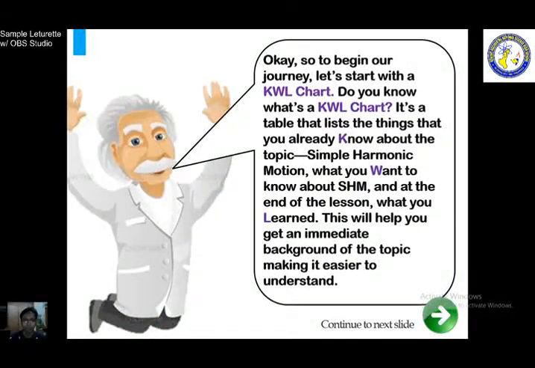So let's start this topic with our KWL chart. I think you already know this one. K stands for what you know, or already know, about the topic, about simple harmonic motion. W is for what you want to know. And at the end of the lesson, L is for what you have learned. This will help you get an immediate background of the topic, making it easier to understand.